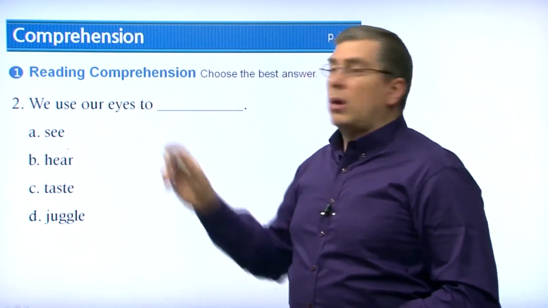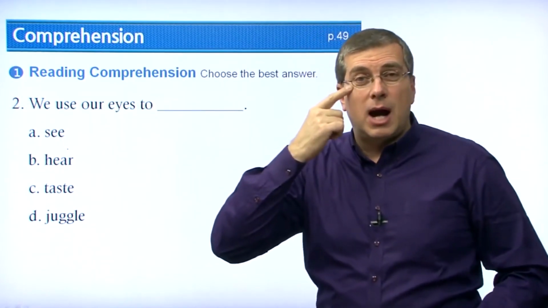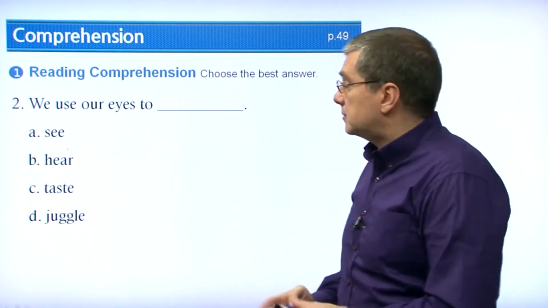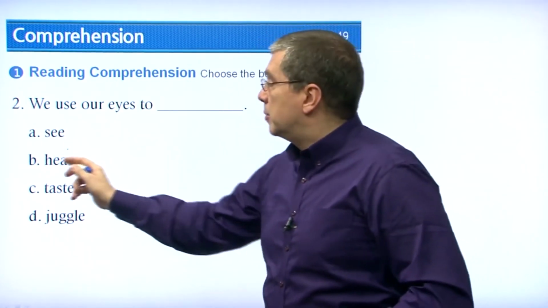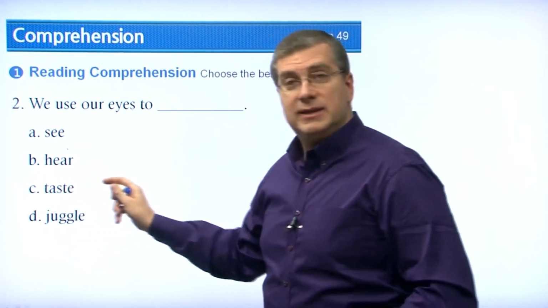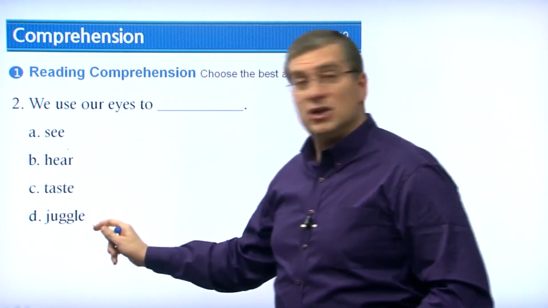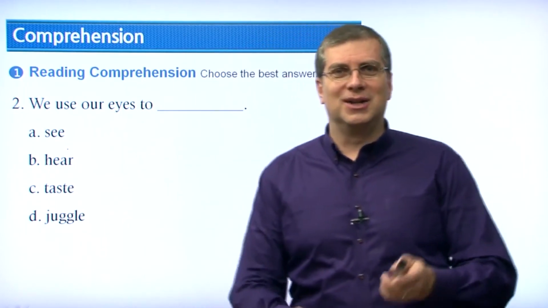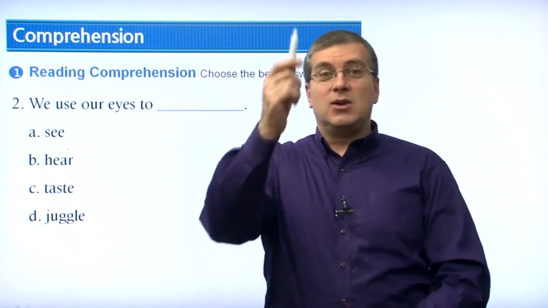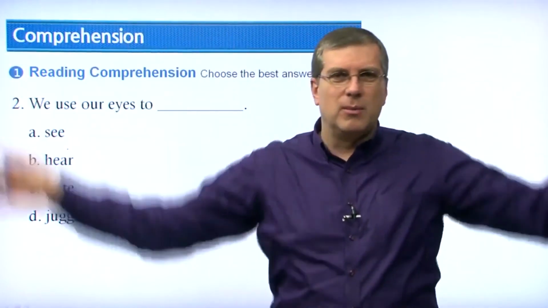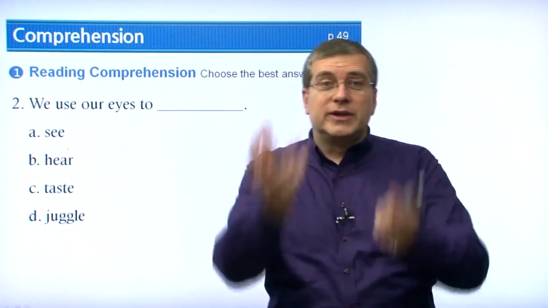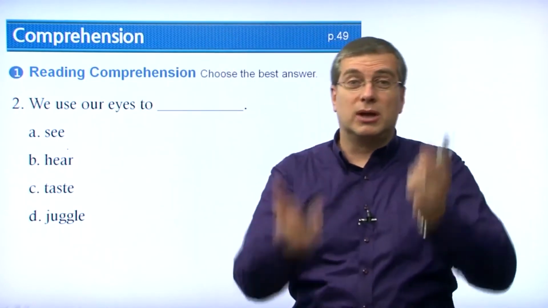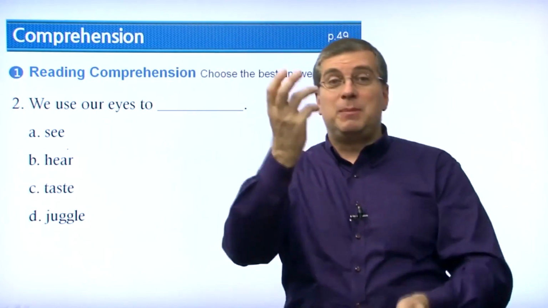We use our eyes. So when we talked about our eyes, we use our eyes to do what? A, see, B, hear, C, taste, D, juggle? What's juggle? Juggle is when you have 3 things and I can't do it. If I do it, I'm going to throw them all over the place. But if I have 3 balls and I throw them in the air, right? They go, ooh, like that. You can see some people who can do it. I can't do it. But you can see people who do it.